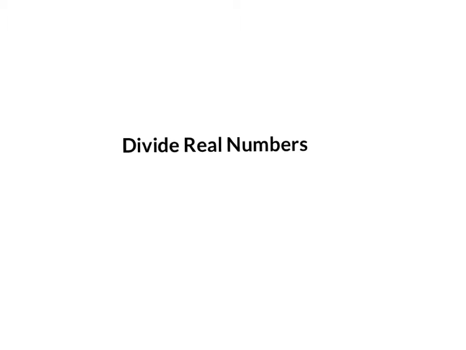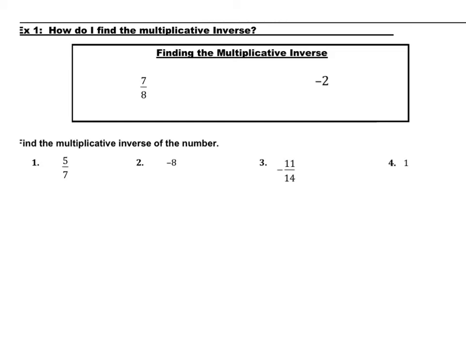In this lesson, we're going to take a look at dividing real numbers. So how do I find the multiplicative inverse? First of all, the multiplicative inverse is like finding the reciprocal. We could also call that the flip of something. And so if I have 7/8, the multiplicative inverse, or the flip, is going to be 8 all over 7.